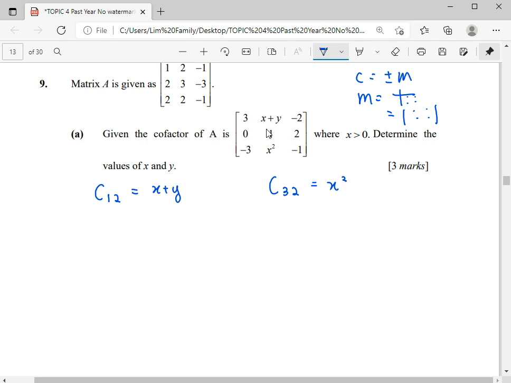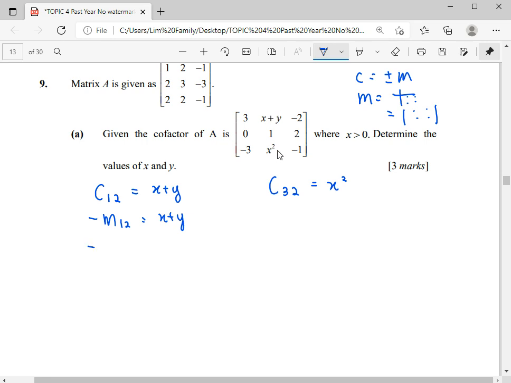Okay, so for cofactor 1, 2, it will be in the position of positive, negative, positive. So negative, positive, negative. So here is negative. Cofactor 1, 2 is equal to negative minus 1, 2. So I don't need to do every cofactor because we are going to find the missing cofactor only. So we just straight away focus on cofactor 1, 2 and cofactor 3, 2.